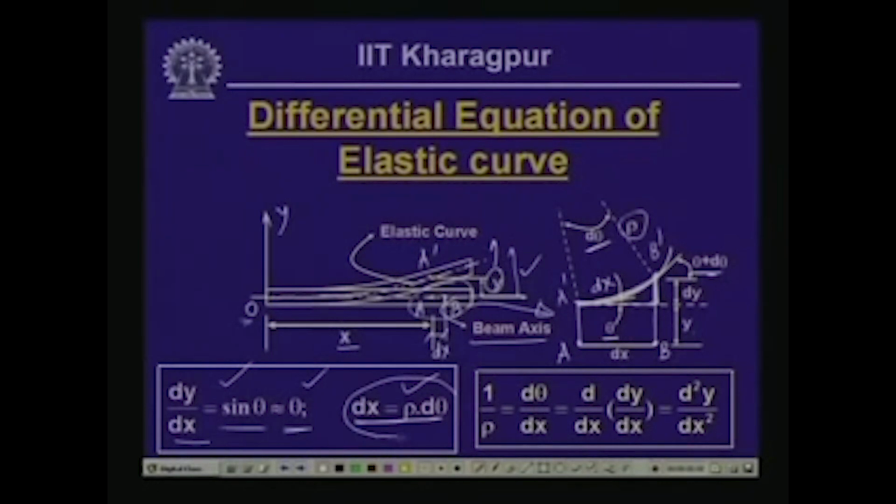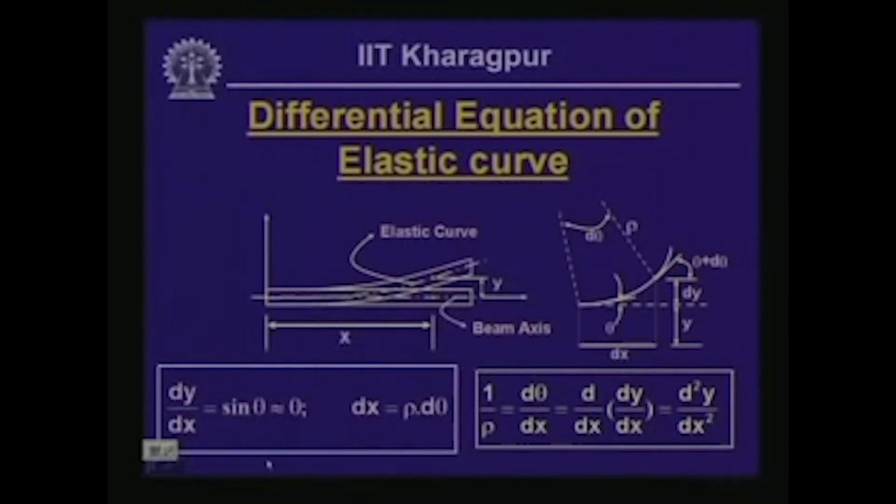From this we can write that 1 by rho is equal to d theta/dx, and in place of theta, if we substitute dy/dx, then d/dx of dy/dx gives us d2y/dx2. So, 1 by rho is equal to d2y/dx2. This is the second order differential of y with respect to x, and this is our curvature. If you remember from the previous module's lecture, curvature is equal to 1 by rho.